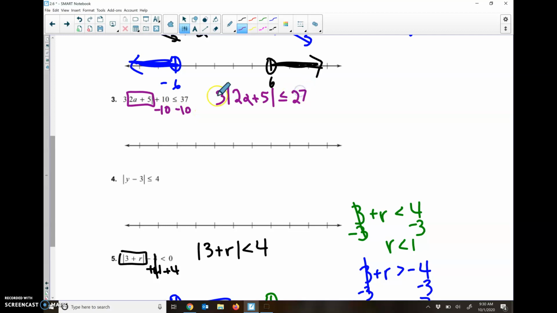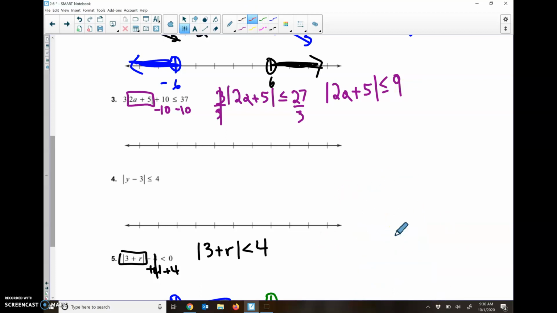And then I got a 3 times that, so I'm going to divide both sides by 3. So now I have the absolute value of 2a plus 5 is less than or equal to 27 divided by 3, which is 9. Now my absolute value is by myself. Now I can write my two equations.